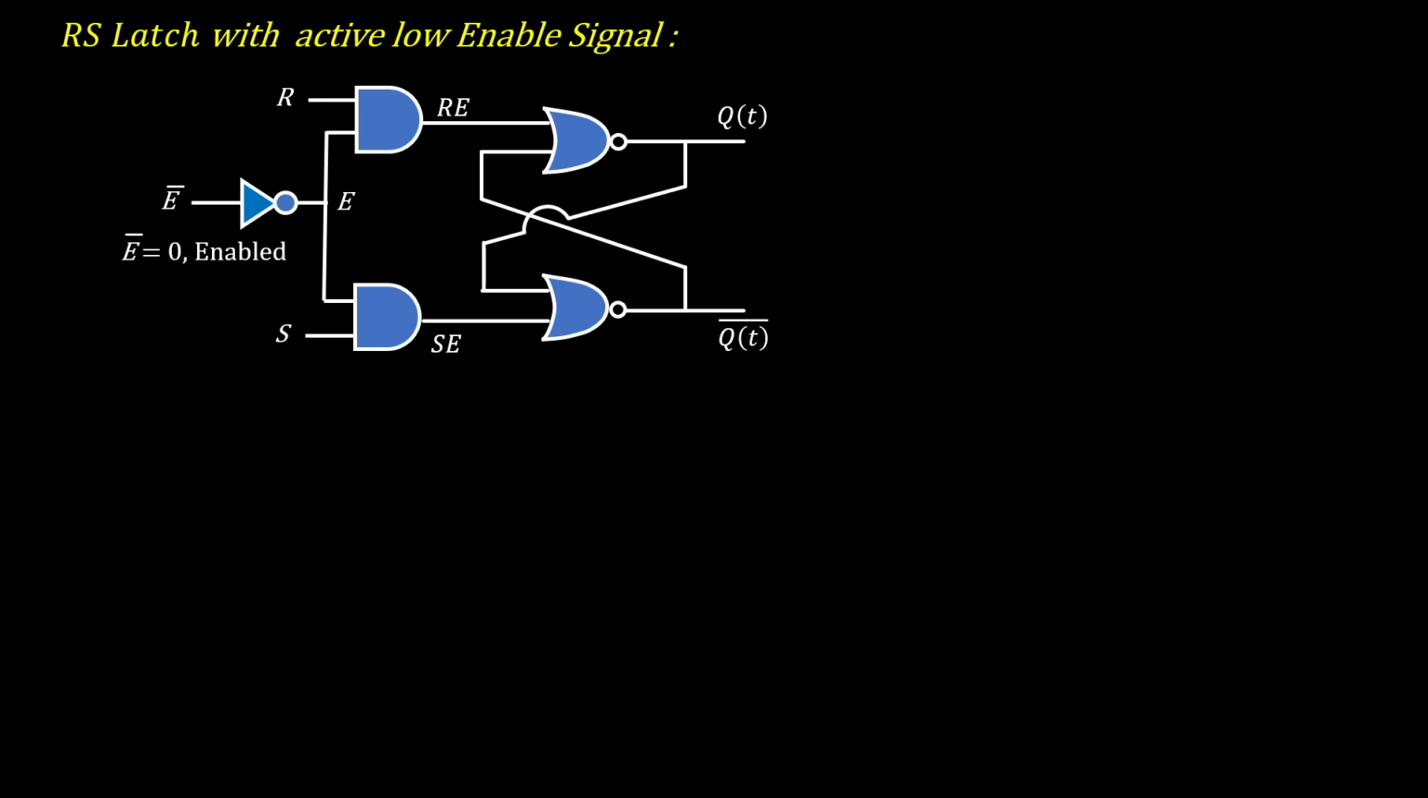And if the E bar signal is low, then E is 1 and RE is R and SE is also S. So when the E bar signal is low, then this RS latch will be enabled, and it will act as a normal RS latch circuit. And if this E bar signal is 1, then E becomes 0 and RE becomes 0 and SE also becomes 0, and the RS latch will be disabled. So this is the RS latch.